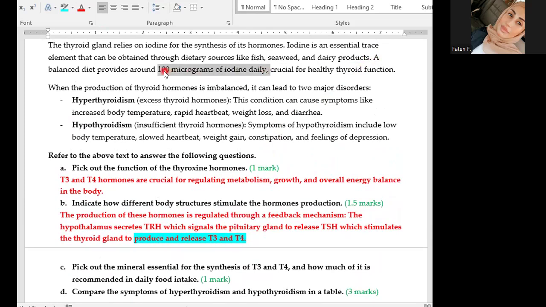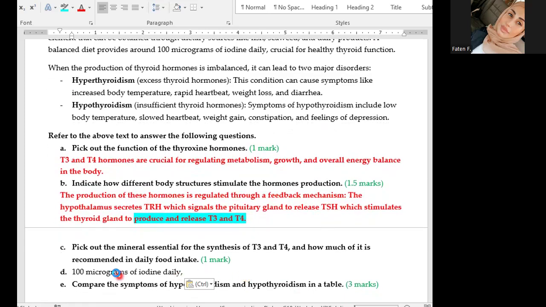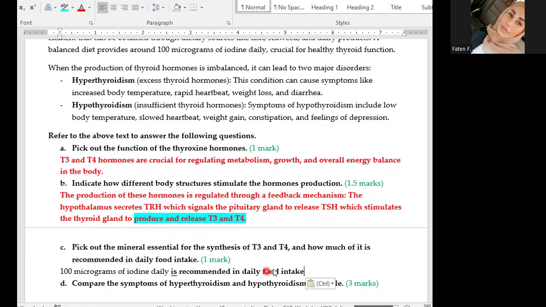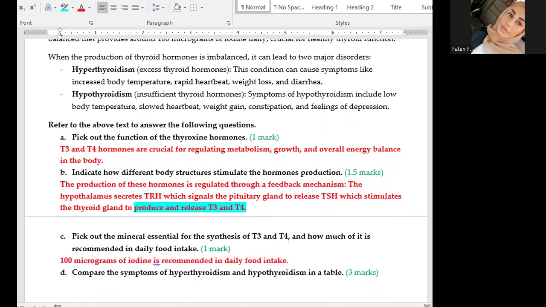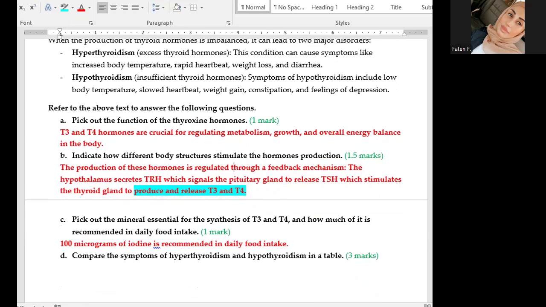each day. So iodine, so 100 micrograms of iodine is recommended in food daily intake. Okay, so here in the text I'm still picking out the answers from the text: what is the mineral essential for the production of T3 and T4? It's iodine. How much do we need of it? 100 micrograms per day.